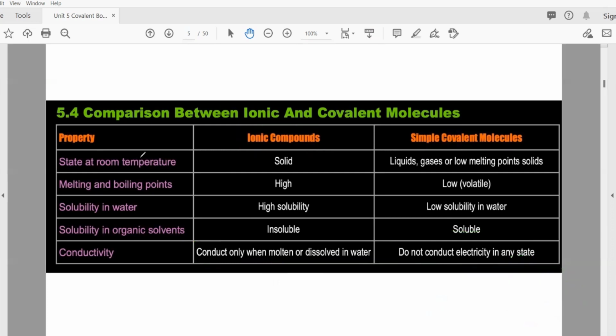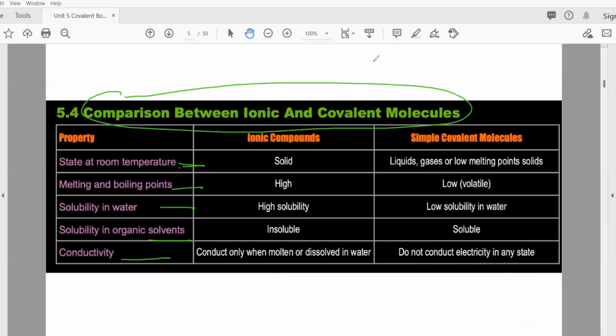For example, once again: state at room temperature, melting point, solubility in water, organic solvent, conductivity. So whenever you want to compare them, you can compare them by these properties. In the exam, sometimes they ask a question: write a comparison, or compare the ionic compound and covalent compound, write any 2 points. So you can write any two from these. If they ask for any three, you can write any three. So this is really important. You have to memorize this table.